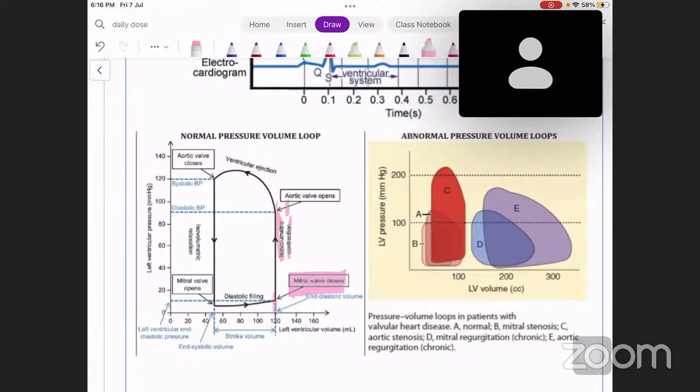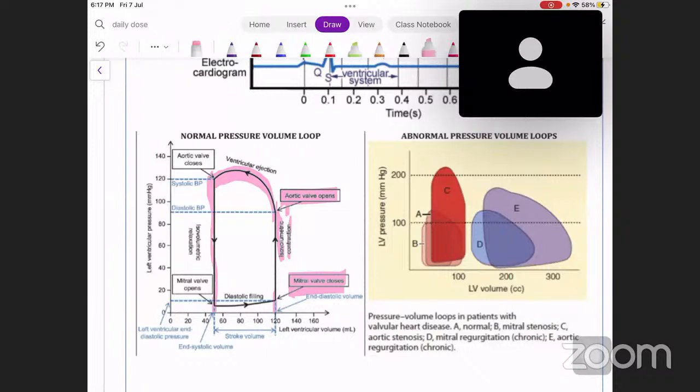Once it reaches the aortic pressure, the aortic valve will open, and then you have the rapid ejection and the slow ejection. Once it has reached the systolic BP, the aortic valve closes, and from the diastolic BP, it may pass down, and the isovolumetric relaxation phase will begin. Then the mitral valve opens whenever the pressure drops below the atrial pressure. Okay, so we have point A, point B, point C, and point D.